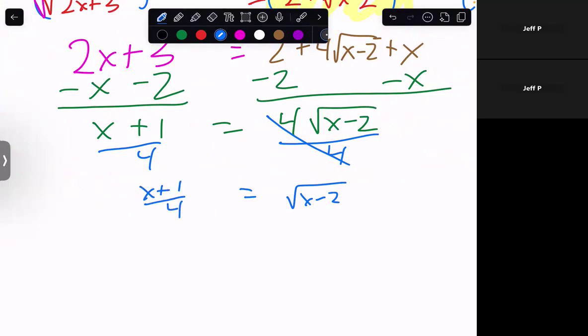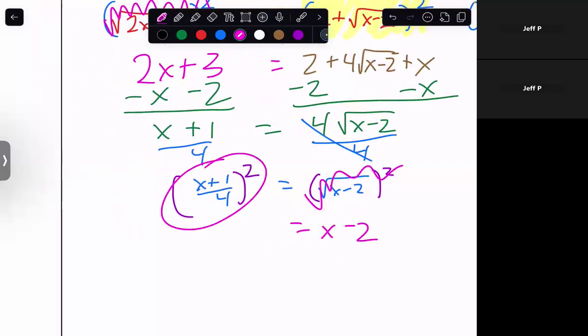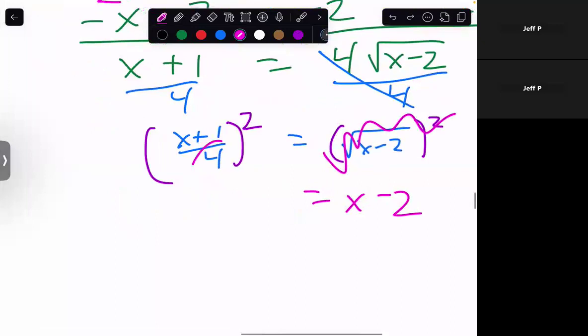Okay, now the radical is by itself, nothing in front, nothing behind. So now we're able to do an exponent of 2 on both sides. Here, the left side nicely simplifies because the square root and the squared cancel out. The right side, there's no radical, so the squared actually squares everything. So the denominator, 4 times itself, is 16.